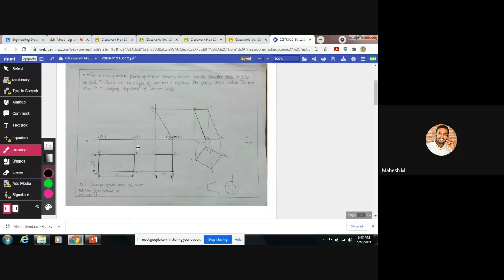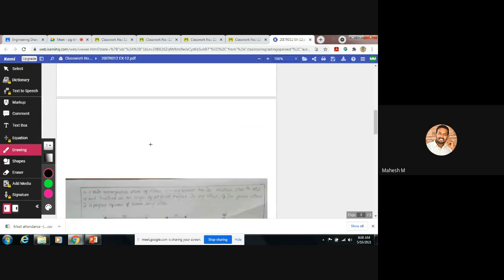In this diagram, most of you have drawn it correctly. But some of you have forgotten to highlight the required front view and top view. So please highlight the front view and top view. That is what is important.